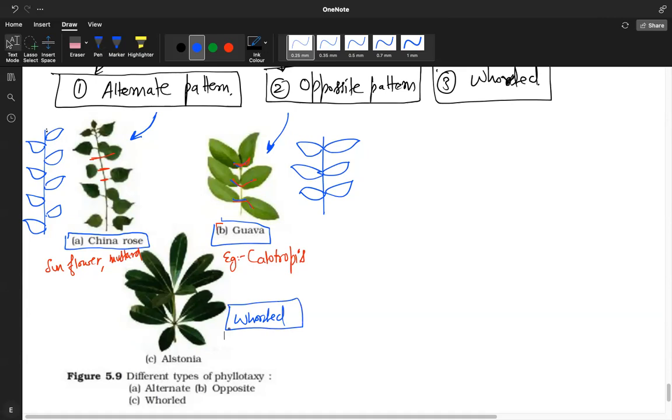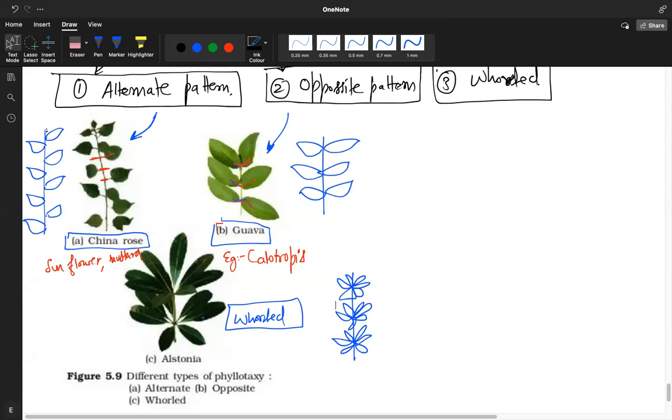The whorled pattern. So can you see that what happens in this pattern is at different levels. Let's say at this level, you will have a pattern like this. Then at another level, you will have another pattern like this. You understand, everyone? So at different levels, there will be multiple leaves which are joined at the same point. In opposite, there were only two leaves at each node. Here there are multiple leaves at each node in a circle, in a whorl. That's why it's called whorled pattern.